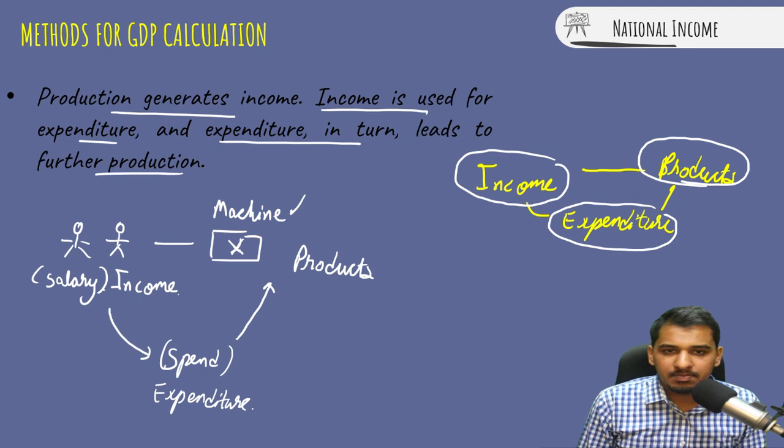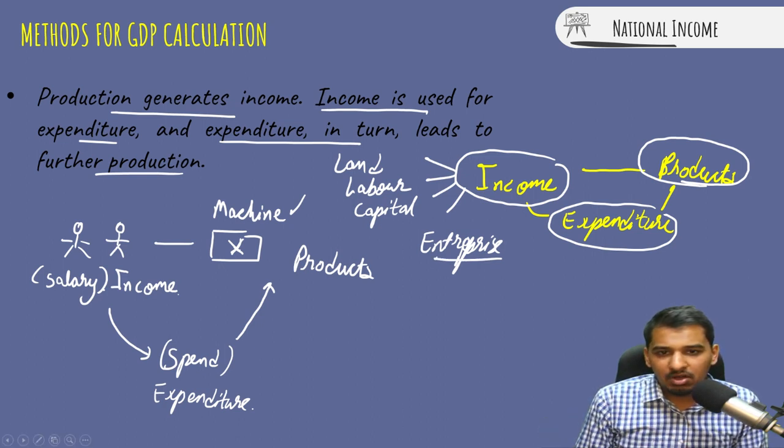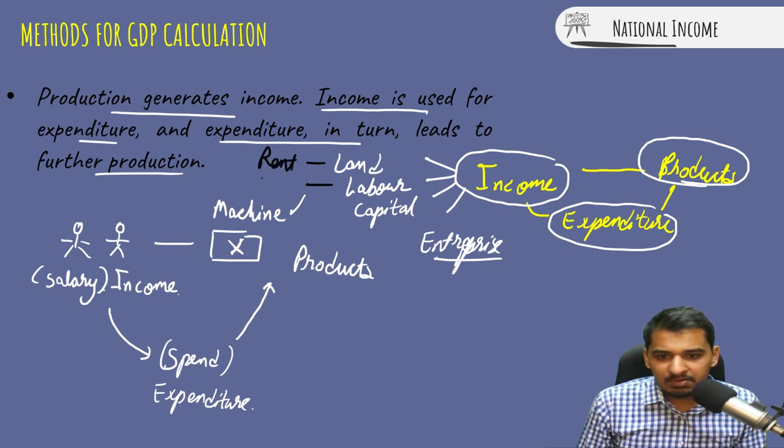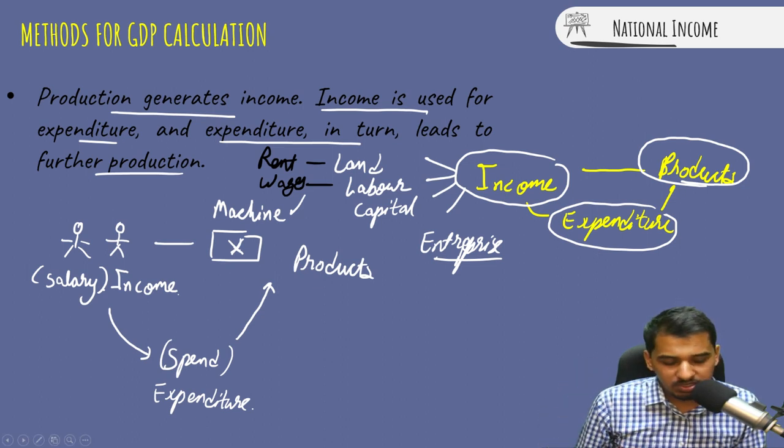In the income method you will have to sum the total of all the incomes involved, that is land, labor, capital and enterprise. So the sum of income by all these factors of production will be the GDP by income method. What will be the income on land? Income on land will be rent. Income on labor will be wages. This is how you calculate the GDP, the income on all the factors of production.